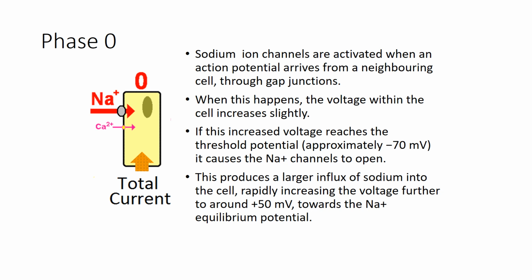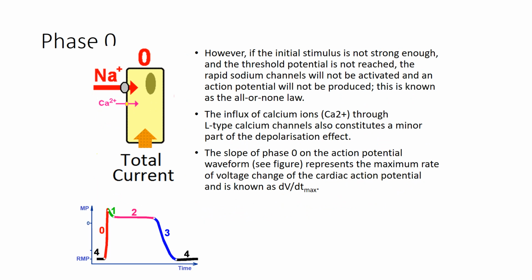If this increased voltage reaches the threshold potential, approximately -70 mV, it causes the sodium ion channels to open. This produces a larger influx of sodium into the cell, rapidly increasing the voltage further to around +50 mV, towards the sodium ion equilibrium potential. However, if the initial stimulus is not strong enough, and the threshold potential is not reached, the rapid sodium channels will not be activated and an action potential will not be produced. This is known as the all or none law.